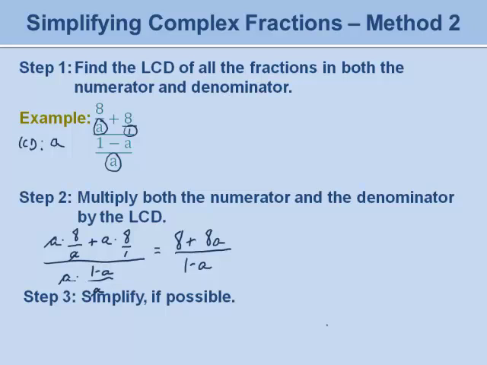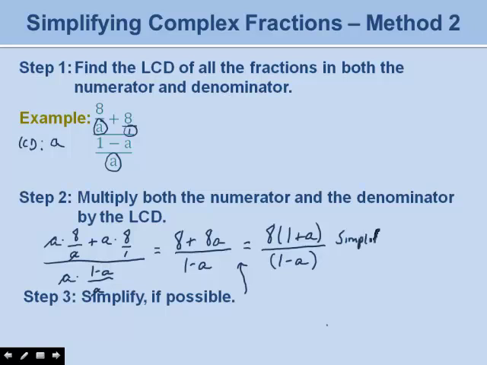So to try and simplify this, factor on the top, because 8 and 8a have an 8 that we can factor out. That gives us 1 plus a. In the denominator, we have 1 minus a. And since that whole denominator is a factor, there are no factors in common between the numerator and denominator. So this one is already simplified as much as it can be.